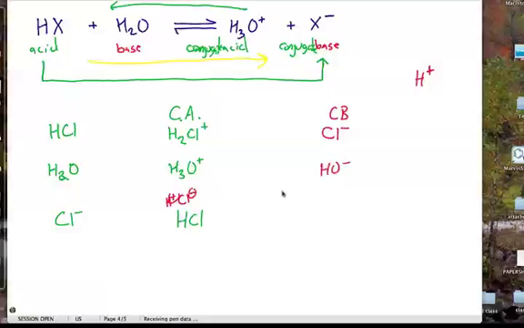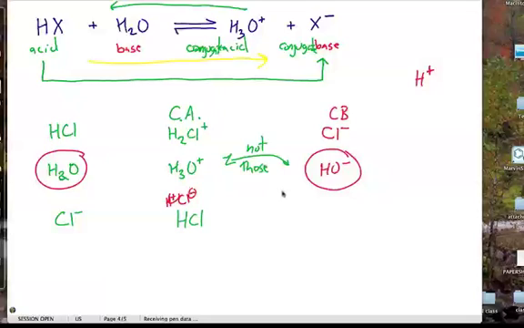Now, this would represent a conjugate acid, conjugate base pair. These two. Not these two. These aren't related. The conjugate acid is always with respect to one other thing. And the conjugate base of Cl-, well, there wouldn't be one, because you can't lose any more protons. It's always the loss or gain of one proton.